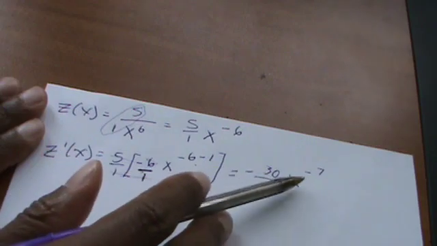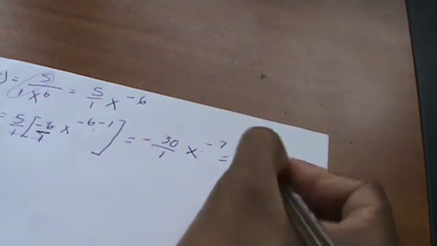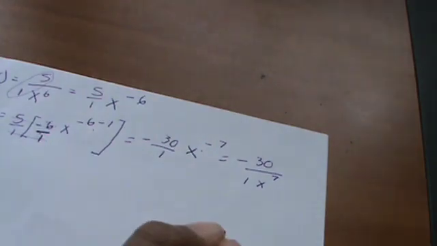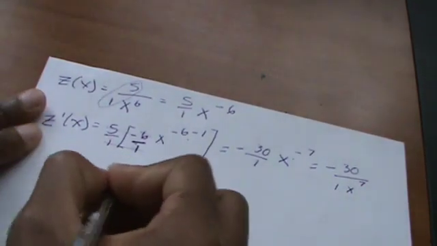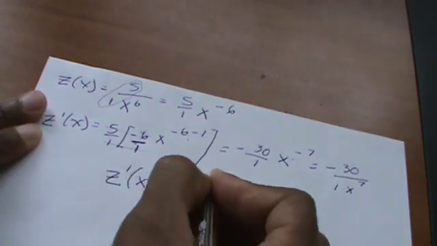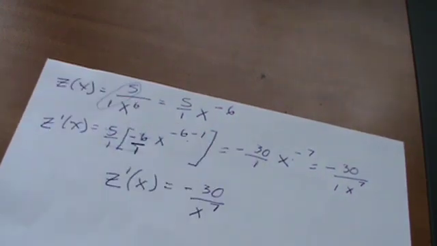Okay, you'll notice that there is a negative power here. So you could rewrite this as negative 30 over 1 times x to the 7th power. Okay, so we're almost there. So we can say that our slope generating machine, or our instantaneous rate of change, is negative 30 over x to the 7th power.